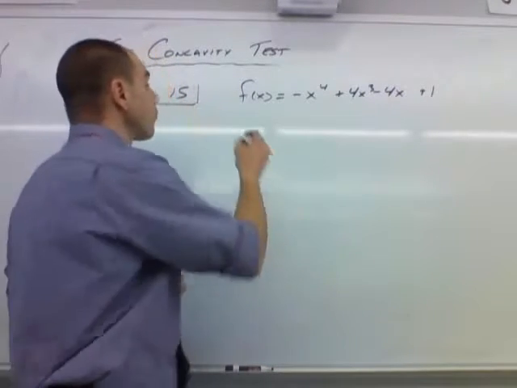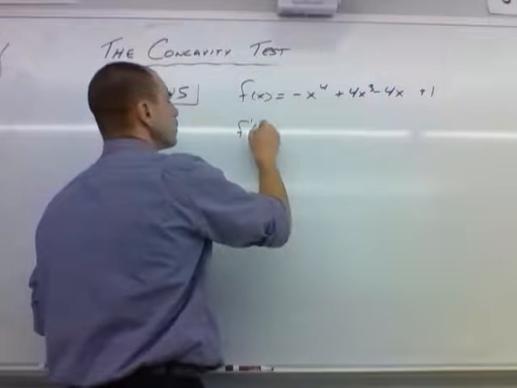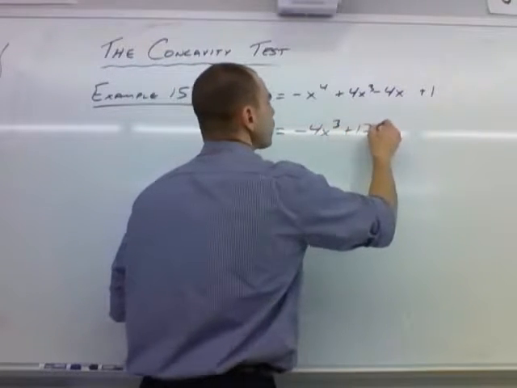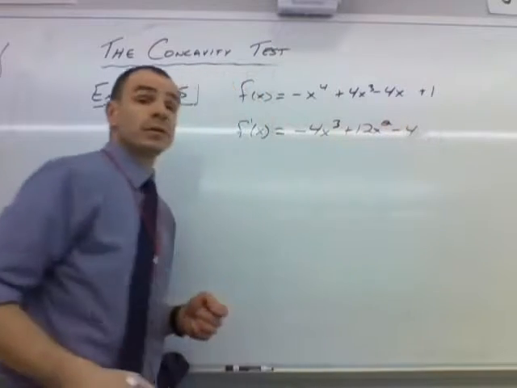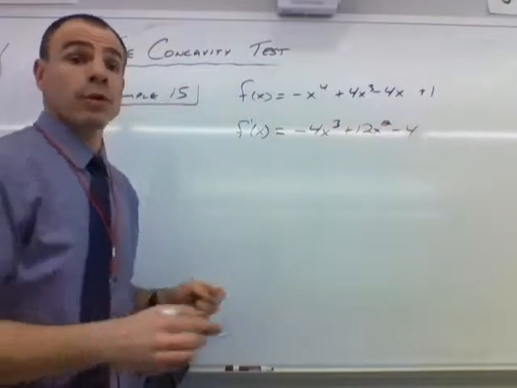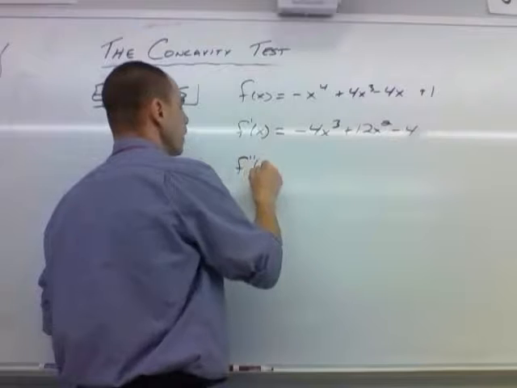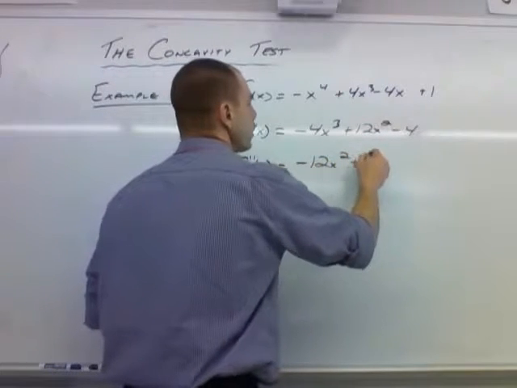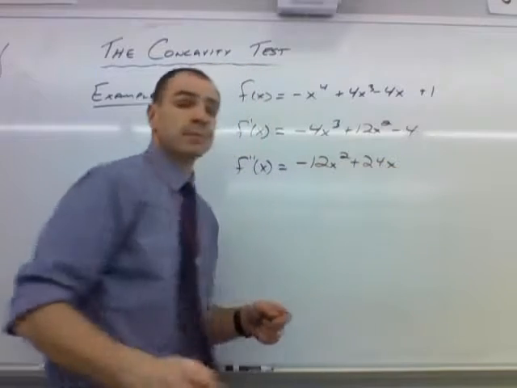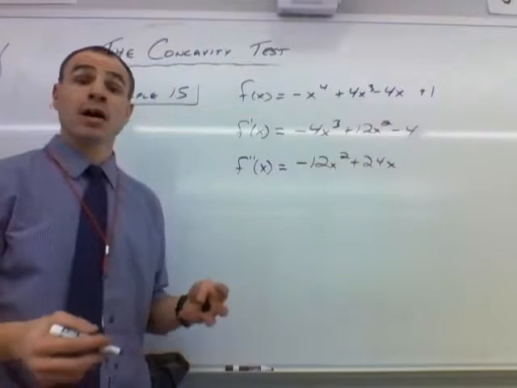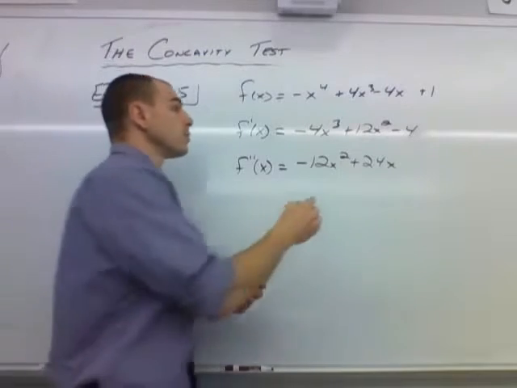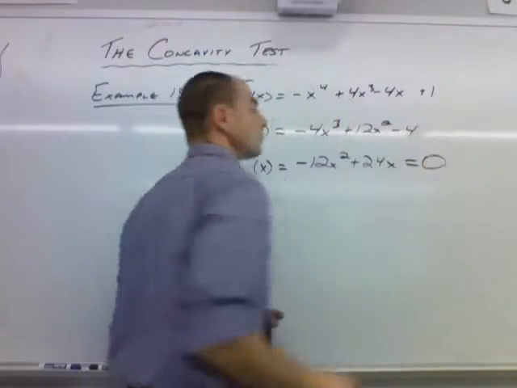So f prime of x is going to be negative 4x cubed plus 12x squared minus 4. That's going to be used right away to find f double prime of x, which is going to be negative 12x squared plus 24x. Now we're interested in finding our possible points of inflection, similar to the critical numbers from the first derivative. So we set the second derivative equal to 0.